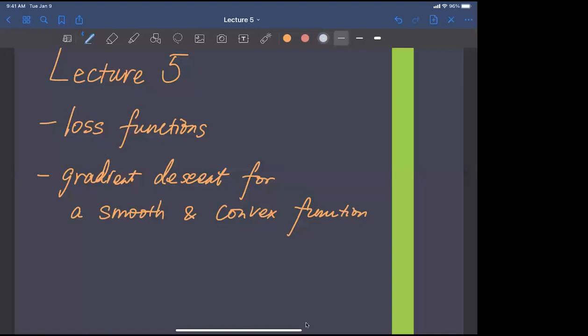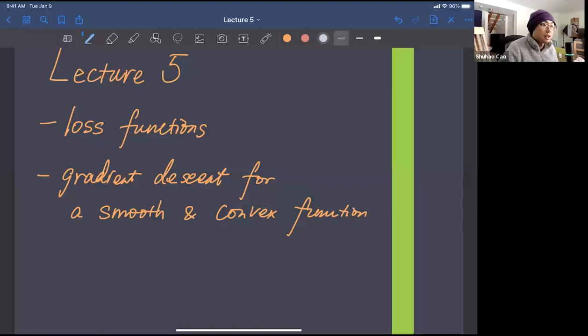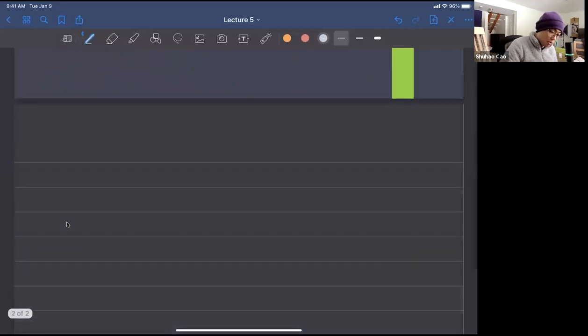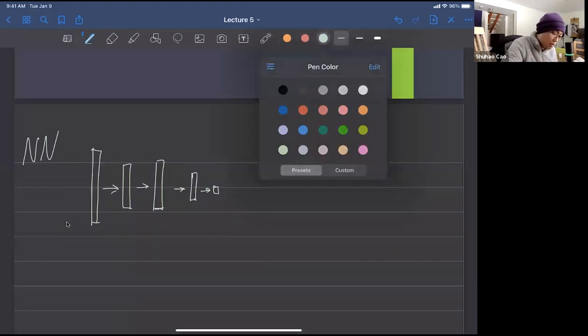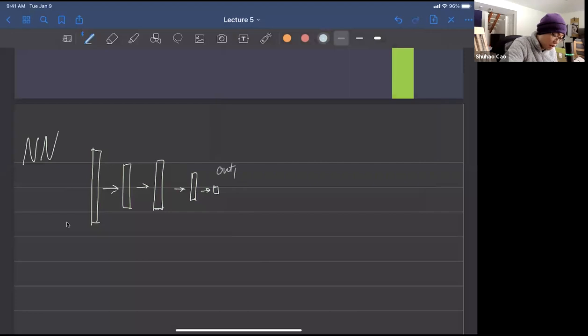First, what I want to say is we have learned a problem before using our neural network. So this is our neural network, and this is our input layer, hidden layer. We may have many hidden layers, and after going through some hidden layers, let's say our output is a number, okay.